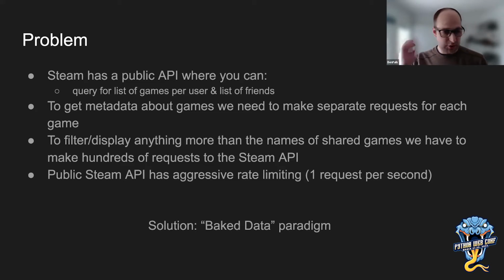And then the final problem here is that the Steam API has extremely aggressive rate limiting, unless you're a game developer, which I'm not. And I think that may either cost money or you have to register for something. So the rate limiting is like 1 request per second. So you can imagine if somebody wants to log in and view these shared set of games, they're going to be waiting a long time for that list to populate. So what's the solution?